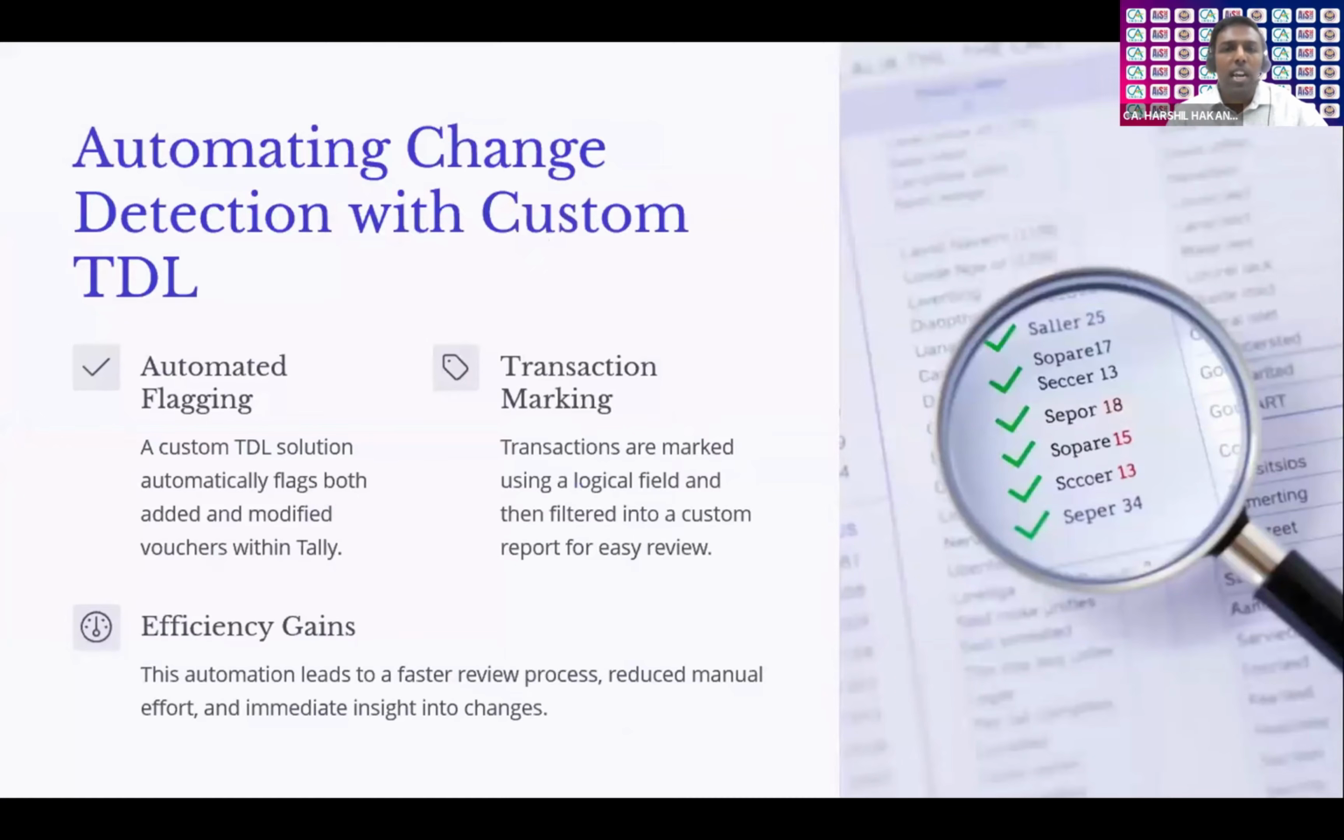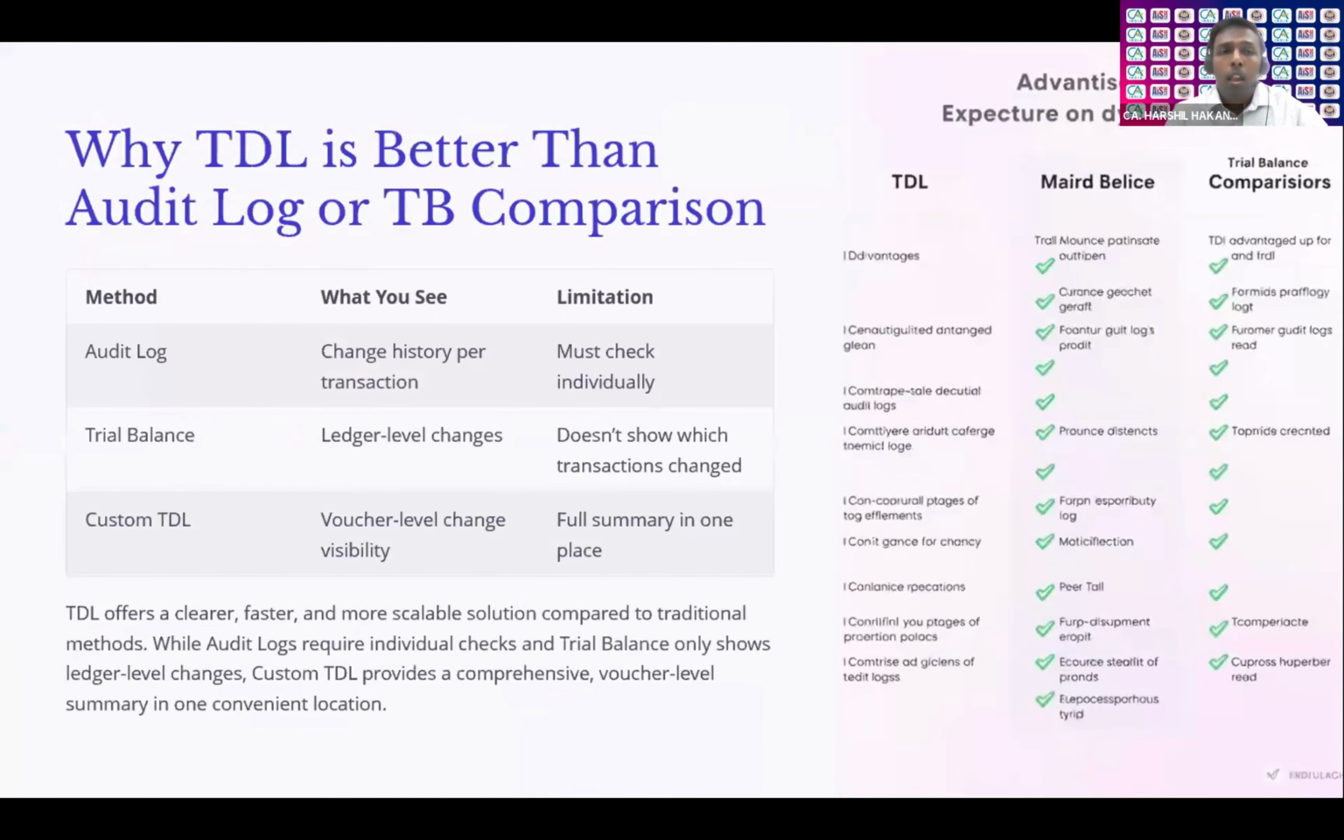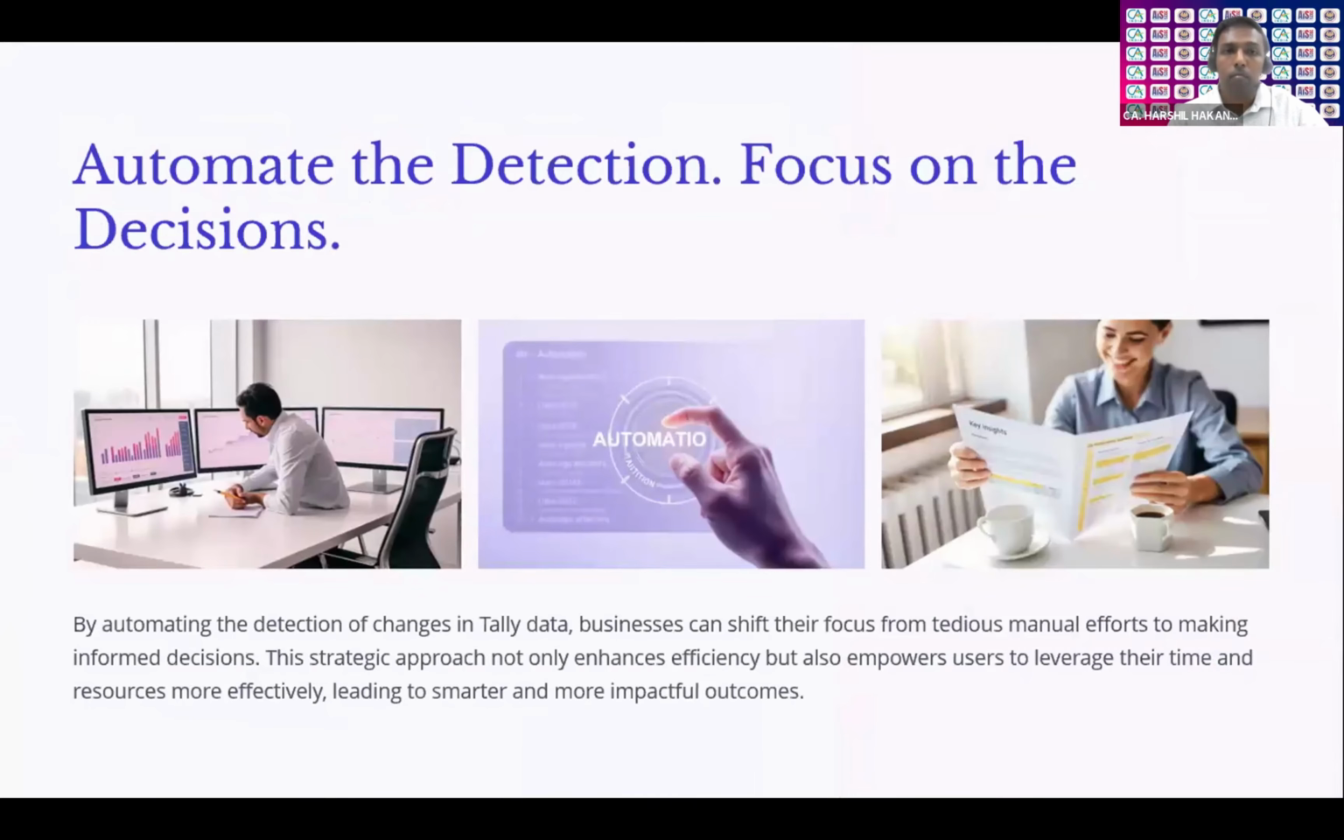With custom TDL, we can automate change detection, as it identifies modified or new vouchers and gives us a detailed voucher-wise report. So here is a quick comparison of why TDL is better. Unlike audit logs or trial balance comparison, custom TDL gives you voucher-level detailed visibility in one place. It is faster, cleaner, and removes the need for manual checks across multiple screens.